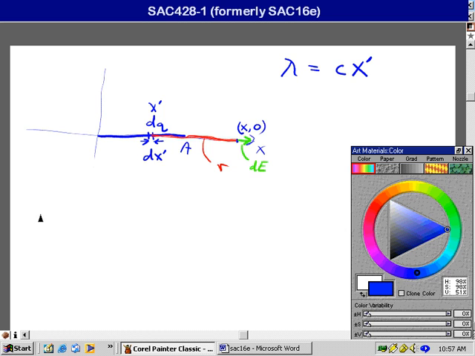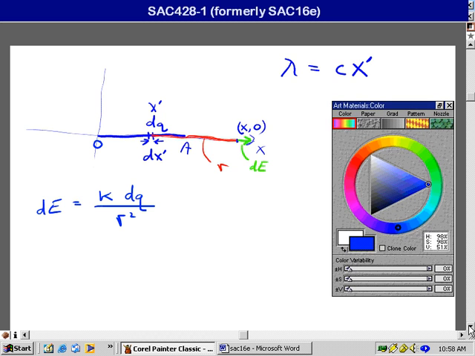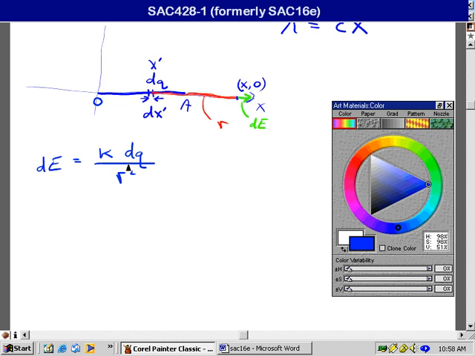The dE is going to be the Coulomb constant. You can write that as 1 over 4 pi epsilon 0, but I'll call it K, times the amount of charge that we're dealing with, divided by r squared. Now I have to add up all those contributions from all the little bits of charge along this line that extends from 0 to a. But first off, I want to simplify that expression a little bit, or make some substitutions.